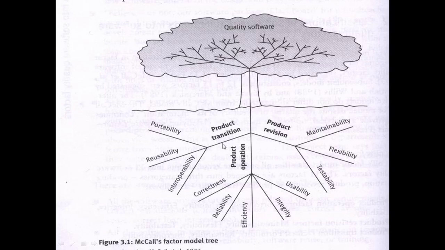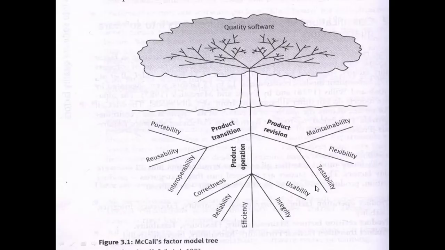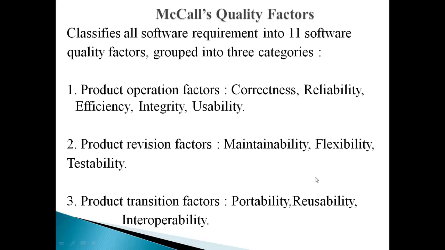Again, if you see, I said that it is divided into different sections. Product transition can be portability, reusability, and interoperability. Product operation is correctness, reliability, efficiency, integrity, and usability. The third section is product revision, where it is maintainability, flexibility, and testability.